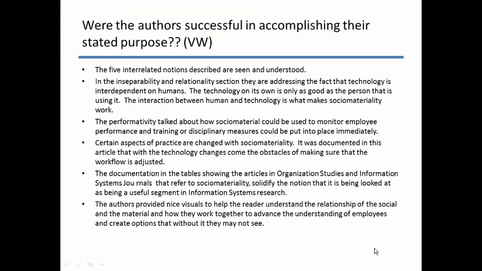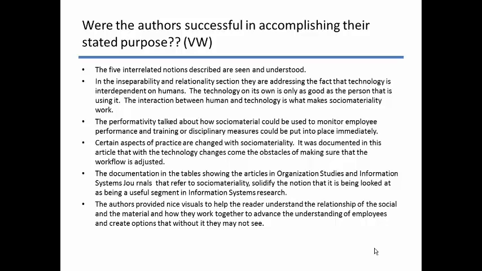The 5 interrelated notions described are seen and understood. In the inseparability and relationality section, they are addressing the fact that technology is interdependent on humans. The technology on its own is only as good as the person that is using it. The interaction between human and technology is what makes social materiality work.